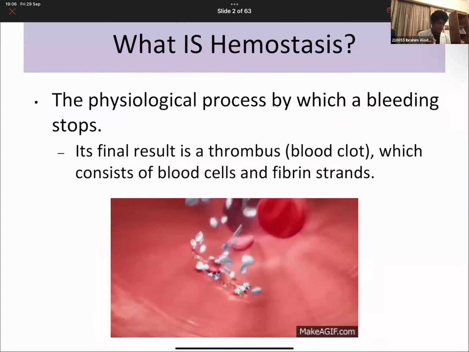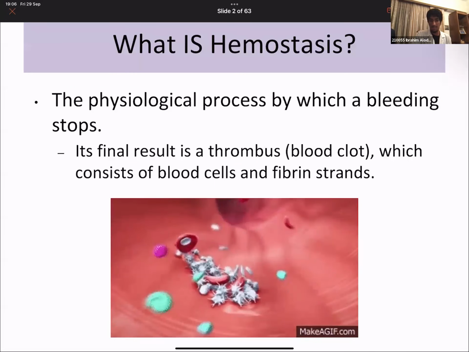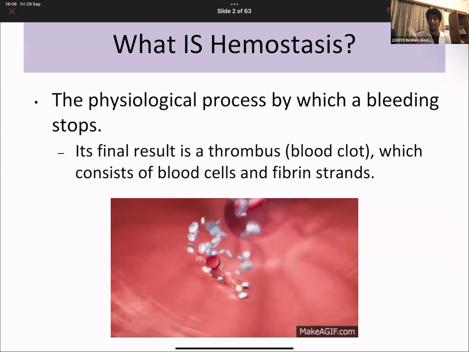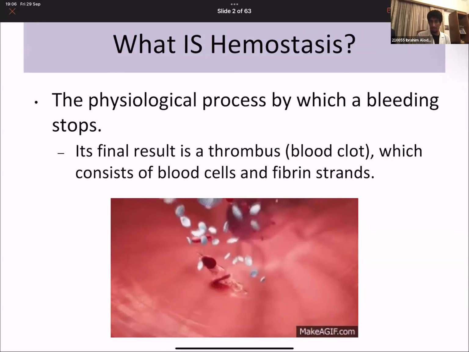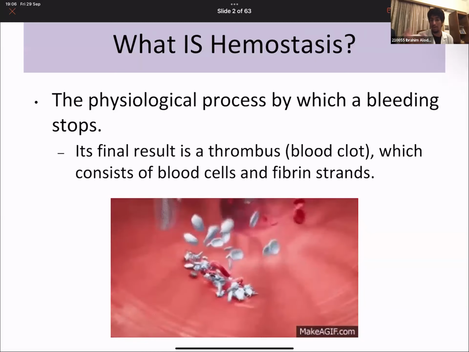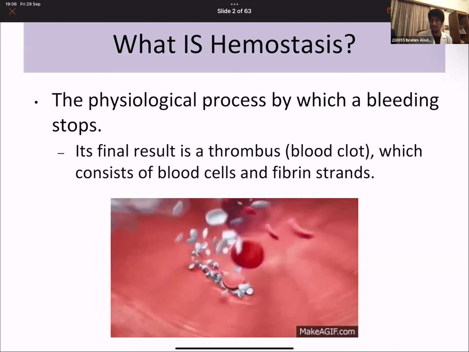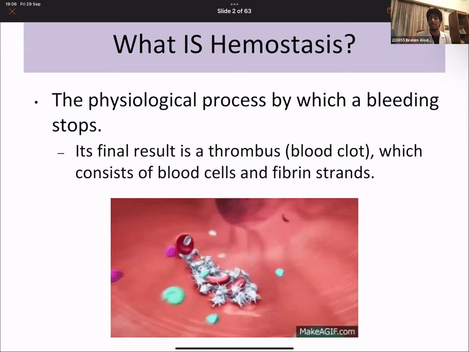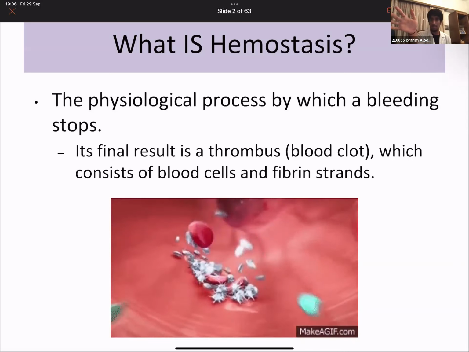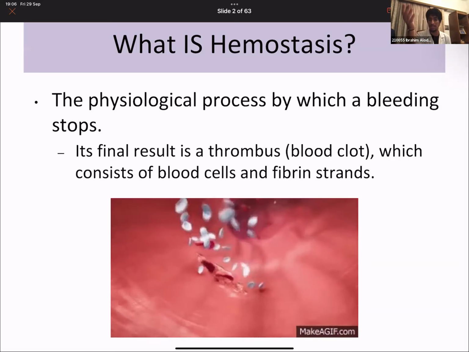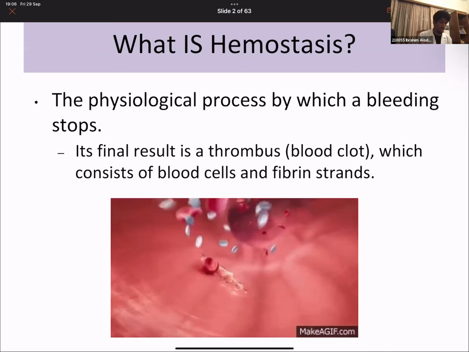Let's begin. So, what is hemostasis? Basically, hemostasis is the process that our body has to stop bleeding. The final thing that is formed at the end of hemostasis is something called a thrombus or a blood clot, which is just something that contains blood cells and strands of fibrin. We're going to discuss what fibrin is and all of those things. But in reality, hemostasis is the process that our body has to stop bleeding, because we need to stop bleeding when it happens.